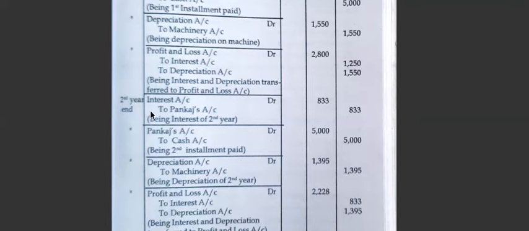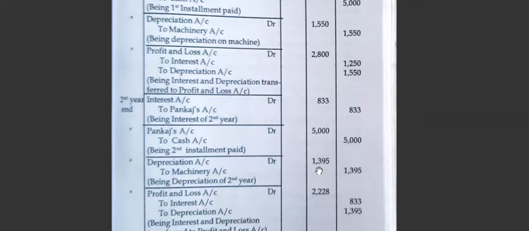You have to pass the same entry, interest account debtor to Pankaj account, but the amount of interest you have to check for the second year, it is 833. Pankaj account debtor to cash account, that is the installment amount paid. Next is the depreciation entry. Now it is the diminishing balance method.